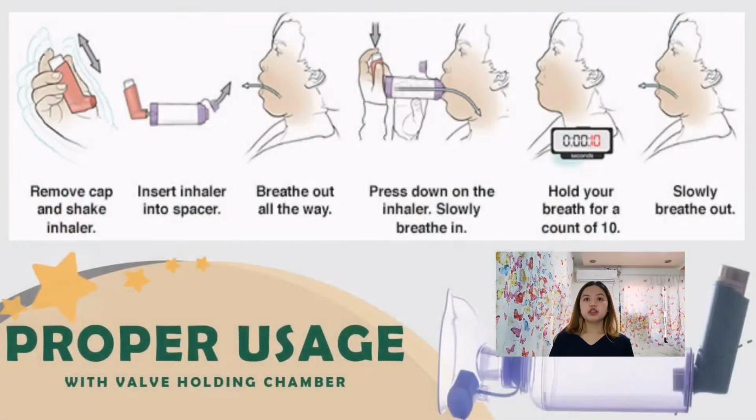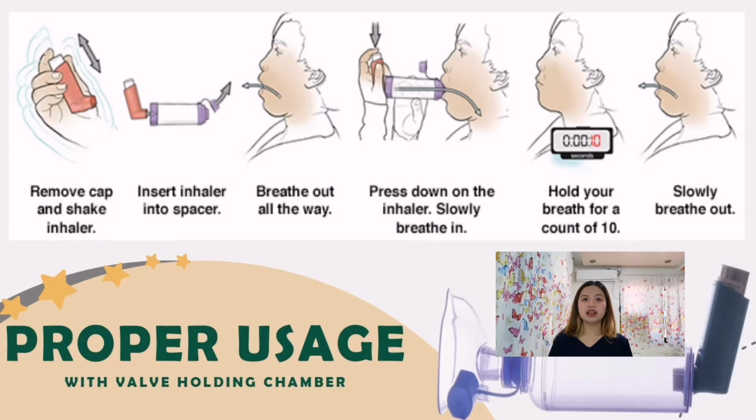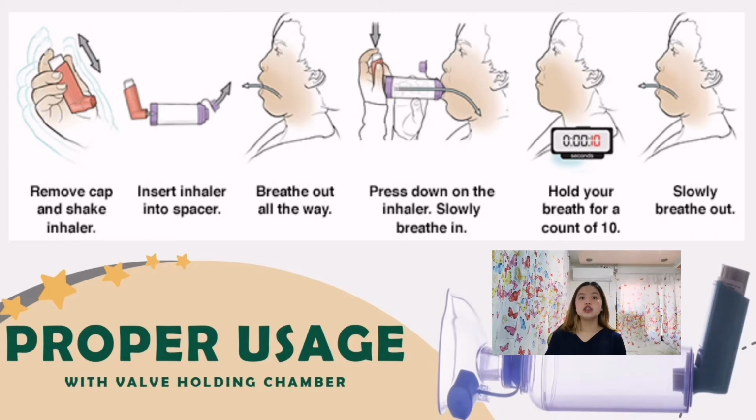For the proper usage of MDI with the valved holding chamber, which is a type of spacer that includes a one-way valve at the mouthpiece, the steps are the following. First is to wash your hands properly. Then remove the cap of the MDI and hold it upright, then shake it vigorously. Second is to put the MDI in the chamber's open end opposite of the mouthpiece.